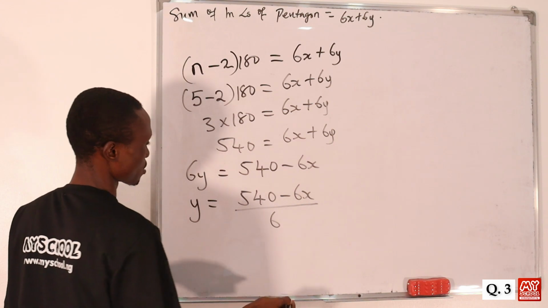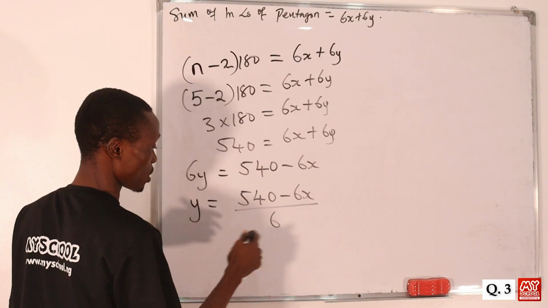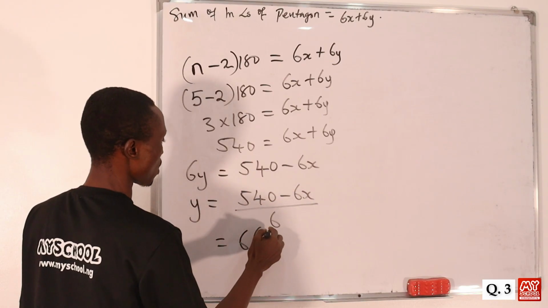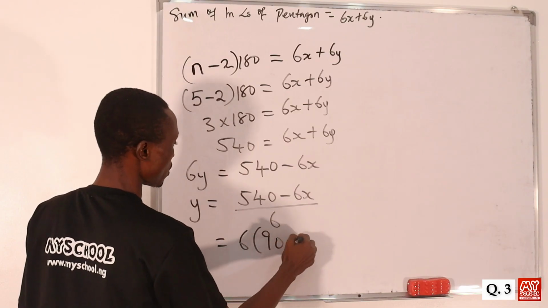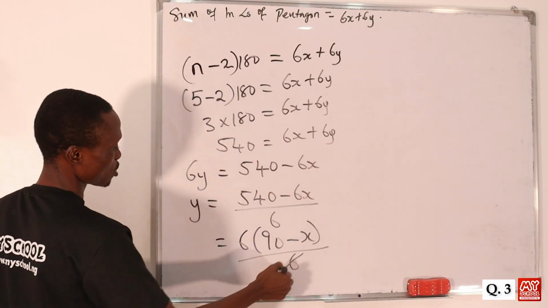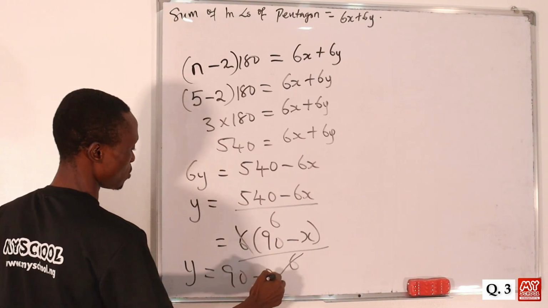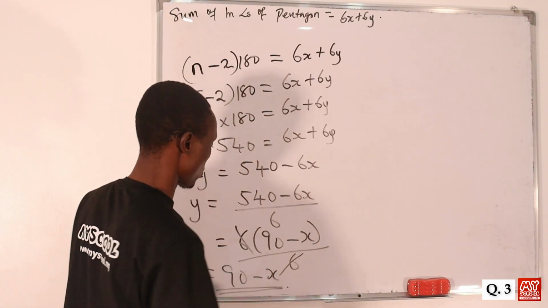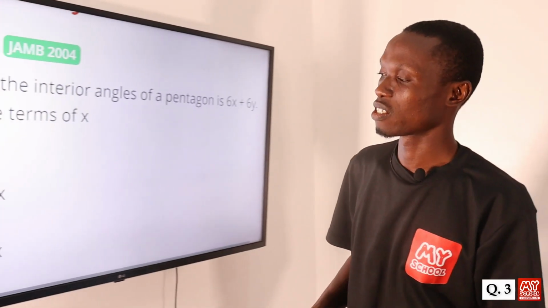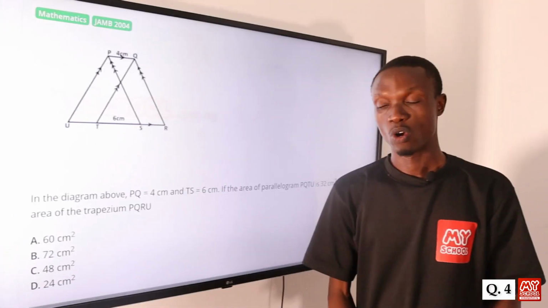divided by 6. So there's something common here, which is actually 6. Let's factor out 6. So 6 will come out, and here we'll have 90, then minus x left here, all over 6. So 6 will cancel out 6, so that y equals 90 minus x. So let's return to the screen to pick the correct answer to this question, and that is option A, 90 minus x.